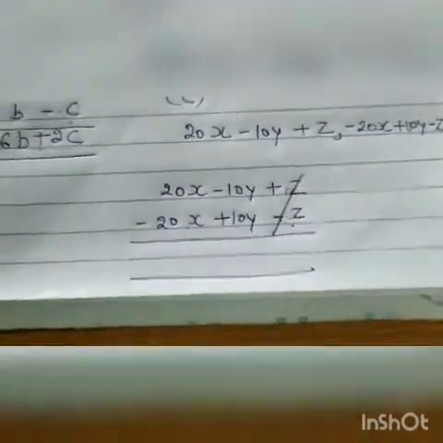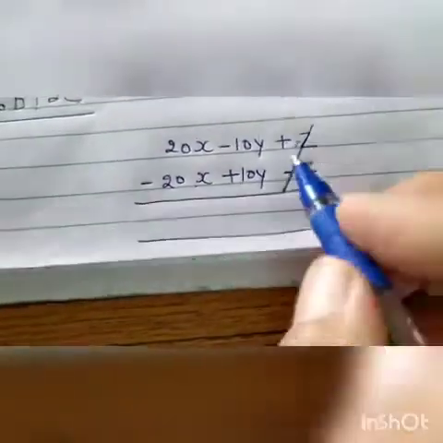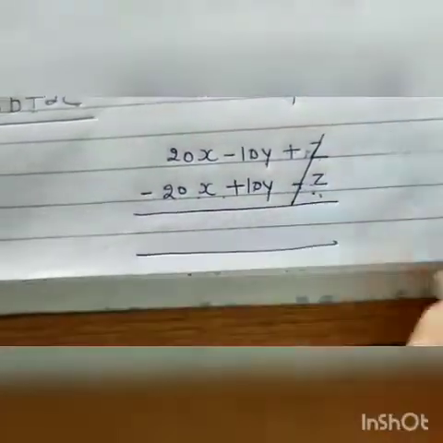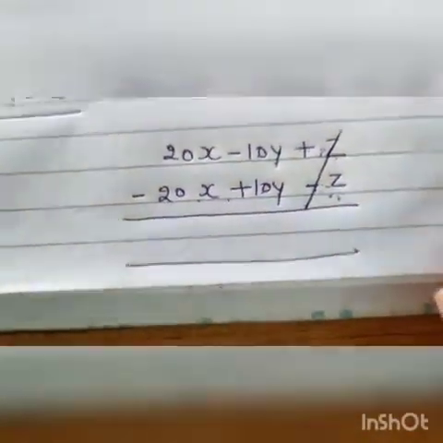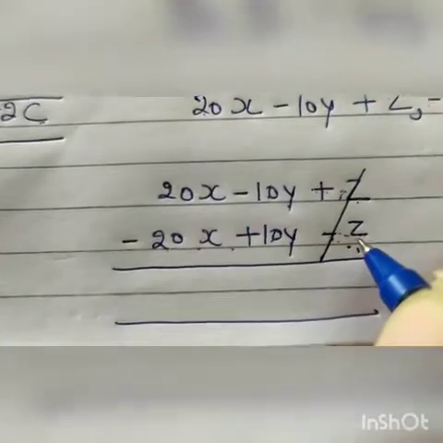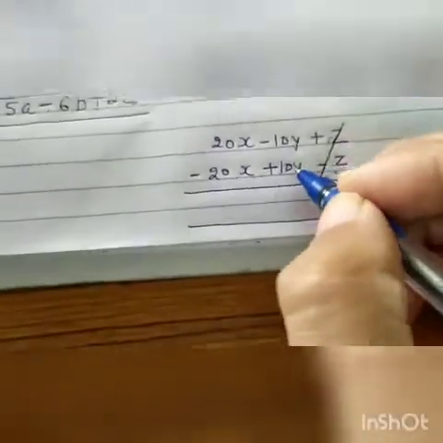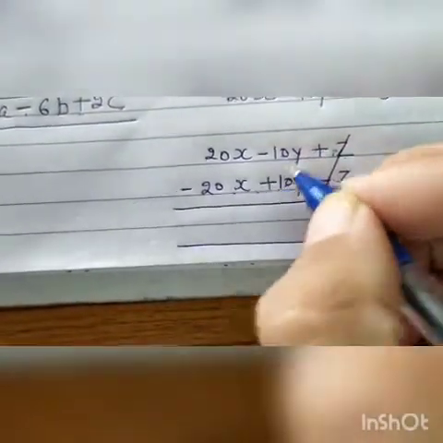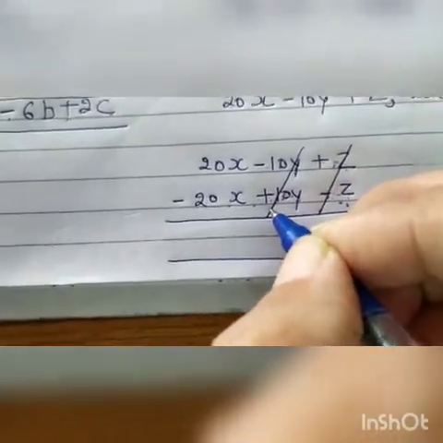Students, always remember, if two terms are exactly the same but with different signs, then they are cancelled and we get 0. So plus z minus z is cancelled. See again here, minus 10y plus 10y. Two terms are exactly the same, 10y and 10y, but with different signs. So they are also cancelled. Minus 10y will be cancelled with plus 10y.